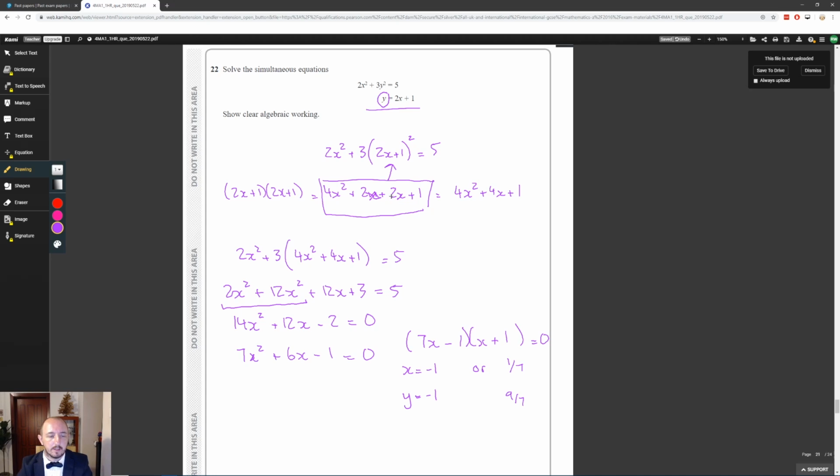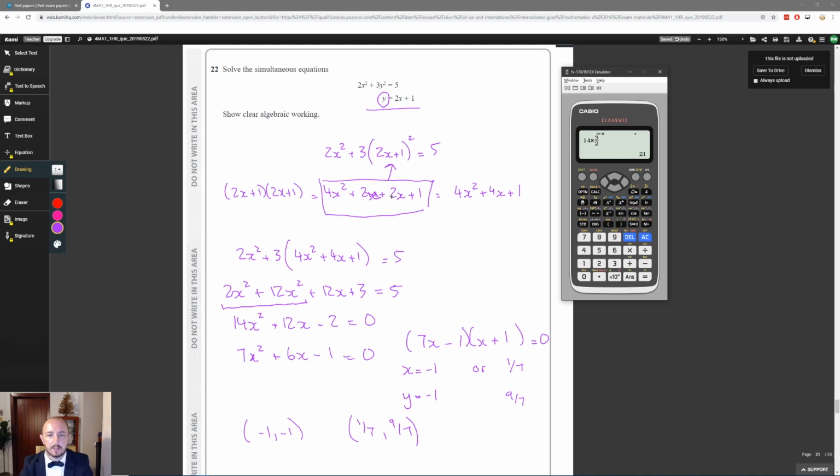So our final answer is -1 minus 1 and a 7th, 9/7, like that. Okay? You can check this on your calculator menu, go down to the equation function, and polynomial of degree 2, because it's a quadratic. Let's start with the original one in case I made a mistake. 14, 12, and -2. So get a 7th and -1 like we got there. Okay.